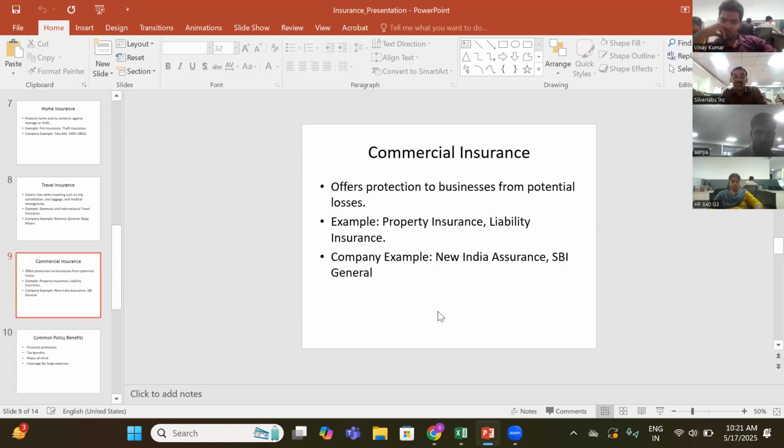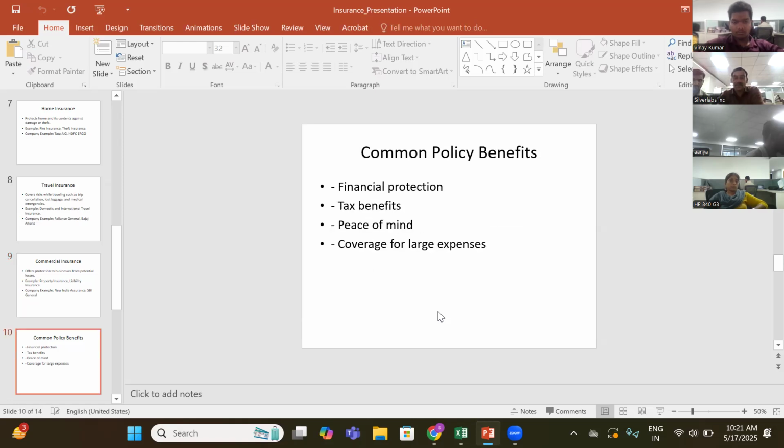Next is commercial insurance. Commercial insurance offers protection to businesses from potential losses. Potential losses means heavy losses, which are beyond what the businessman can bear during his operations. Examples are property insurance and liability insurance. Company examples are New India Assurance, State Bank of India General Insurance. These are government companies.